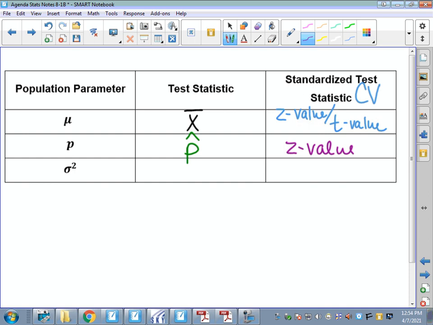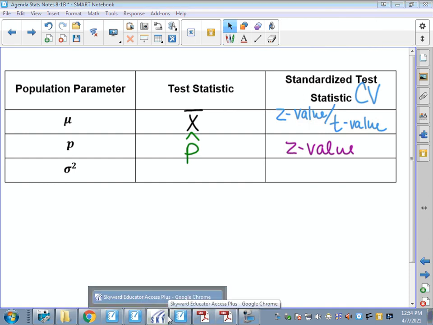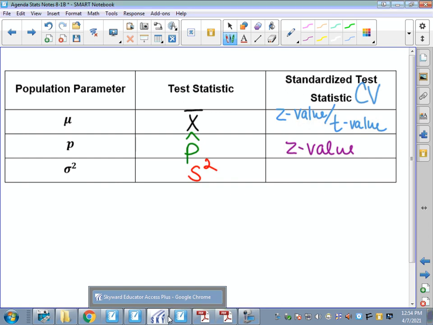And last but not least, sigma squared, hopefully you remember that that is population variance. So our test statistic for that one is going to be S squared, our sample variance. We could say here also variance or standard deviation. These are both variances. And when we had variance, this was the weird one. This was the one where we used our chi-square values. Chi-square. So those things are not going away.